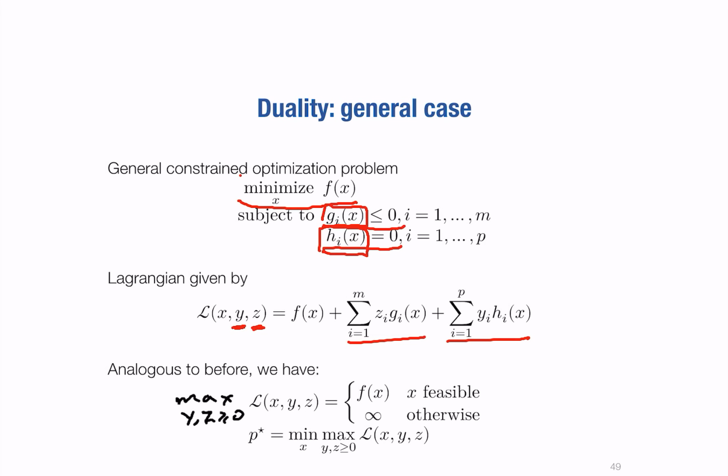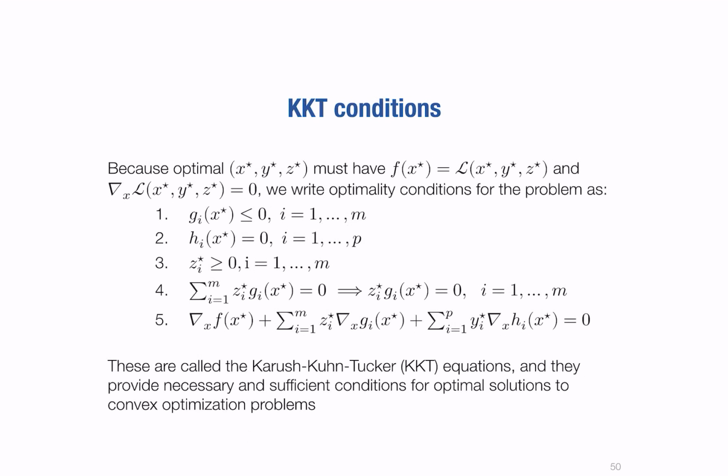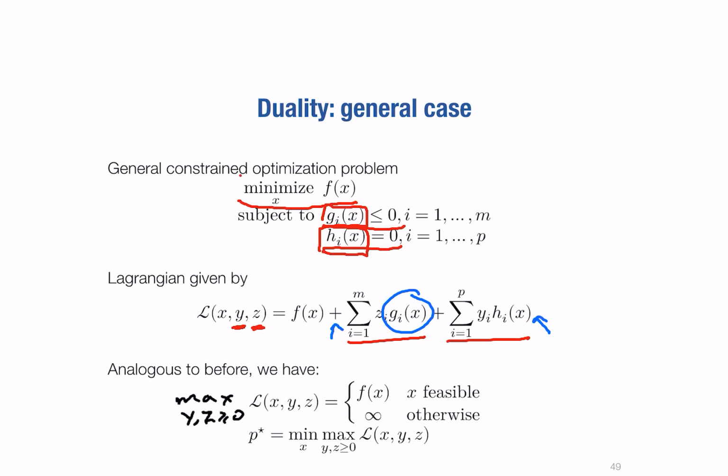Because again, in this case, these terms are going to be greater than or equal to 0, so we have a positive sign here. But if any one of the g_i inequalities is greater than 0, then I can make this whole thing infinitely large by just choosing z greater than 0 to be really big. Similarly, if any of the h's is not satisfied, I can make this thing infinitely large by choosing y to have the same sign as that term h_i.